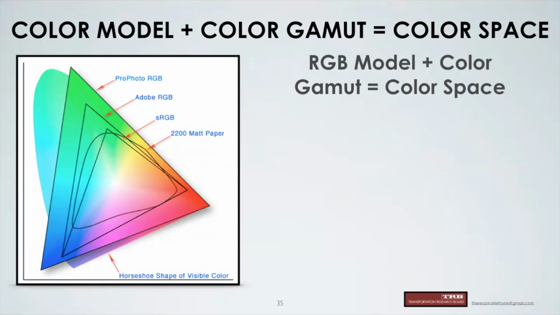So what Adobe did with Photoshop was try to encompass everything, so it made a triangle to include matte paper and sRGB together, so that what you saw in Photoshop, when printed out, was better. But then digital cameras came along, and Kodak had ProPhoto RGB.